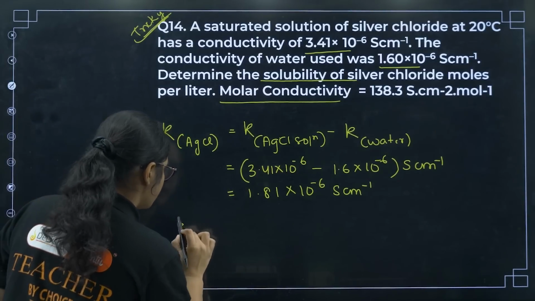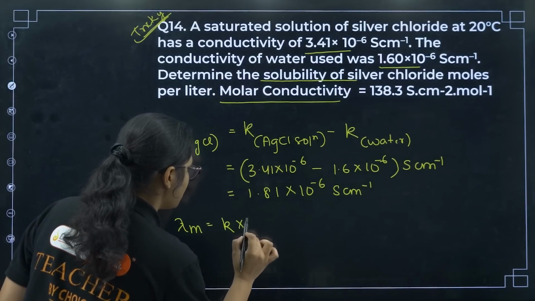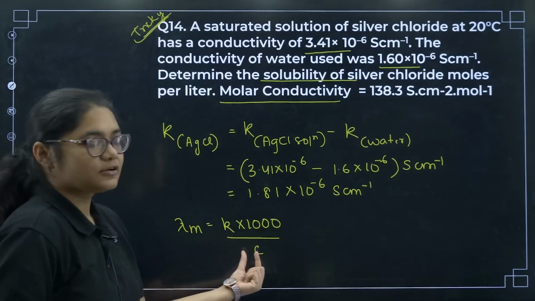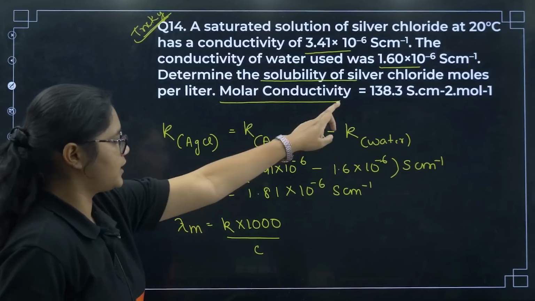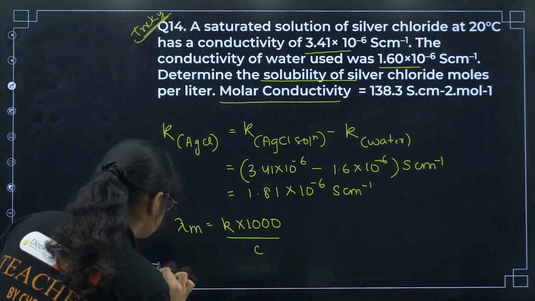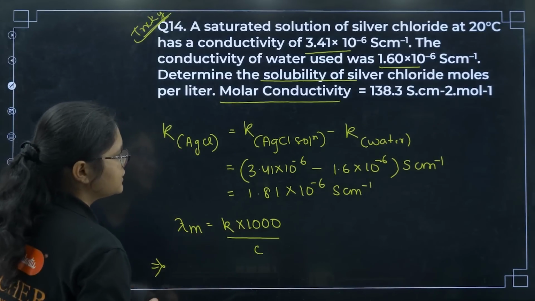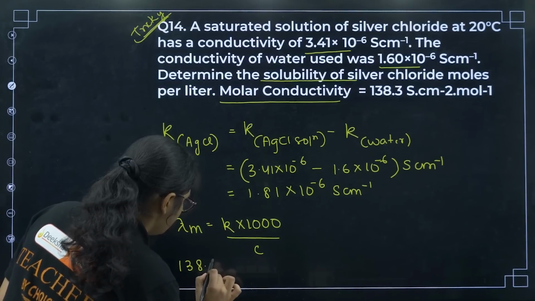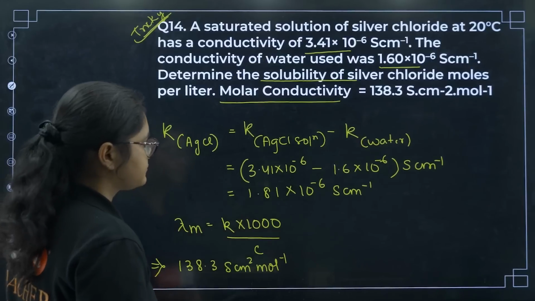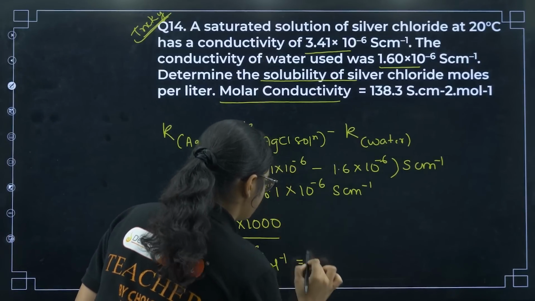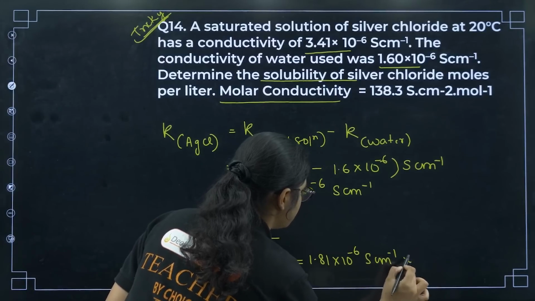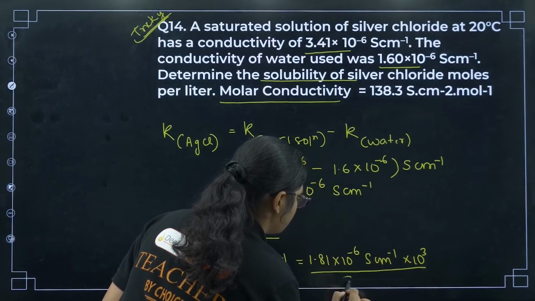Now what we have, this molar conductivity formula, kappa into 1000 by C, and this C is nothing but your solubility that we have to find out. Now we have molar conductivity value, we have kappa value, we know 1000, and we just need to calculate the C value. So if I just substitute the values here, lambda m is how much? 138.3 S centimeter square mole inverse. Then here I have kappa value 1.81 into 10 to the power of minus 6 S centimeter inverse into 10 to the power of 3 divided by C.